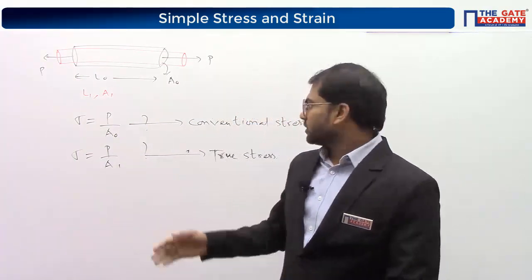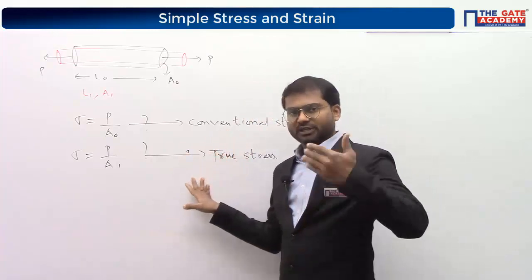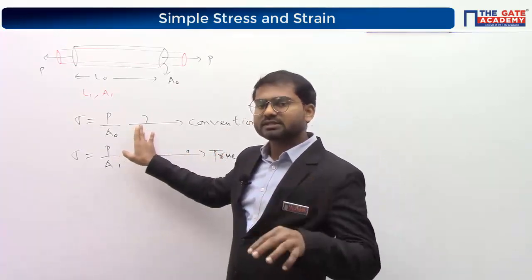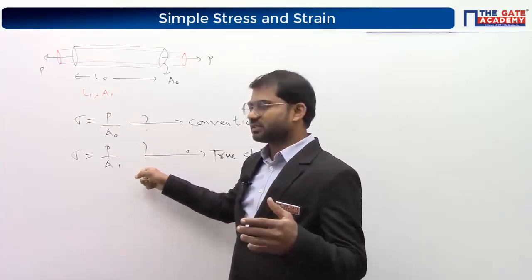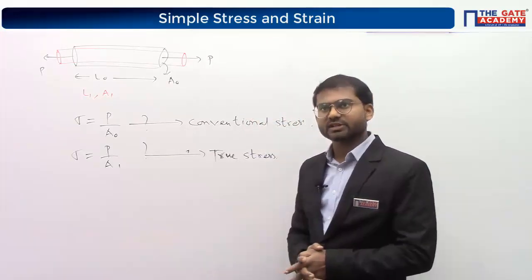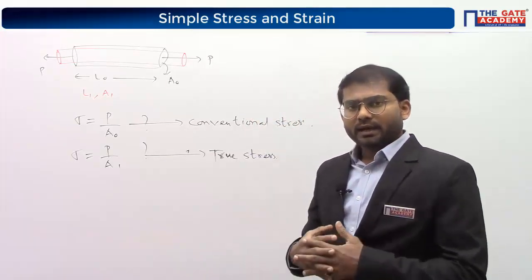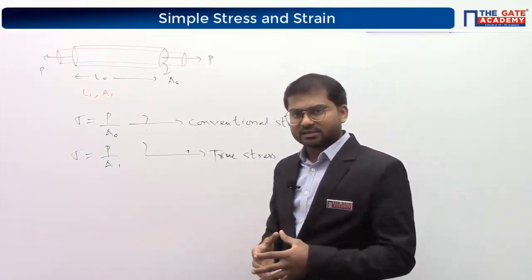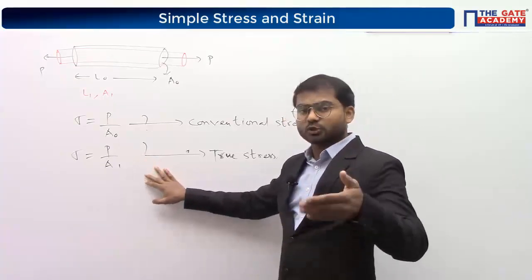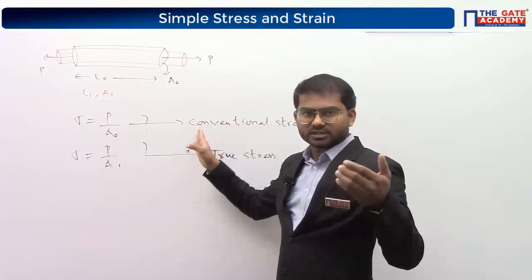So we are discussing conventional stress and conventional strain. If you take initial dimensions, you will get conventional stress. If you take instantaneous dimensions, you will get true stress. Similarly, if you are calculating strains, you will get the corresponding strains. Actually speaking, we just realized that the accurate value is true stress or true strain rather than the conventional values of stress and strain.